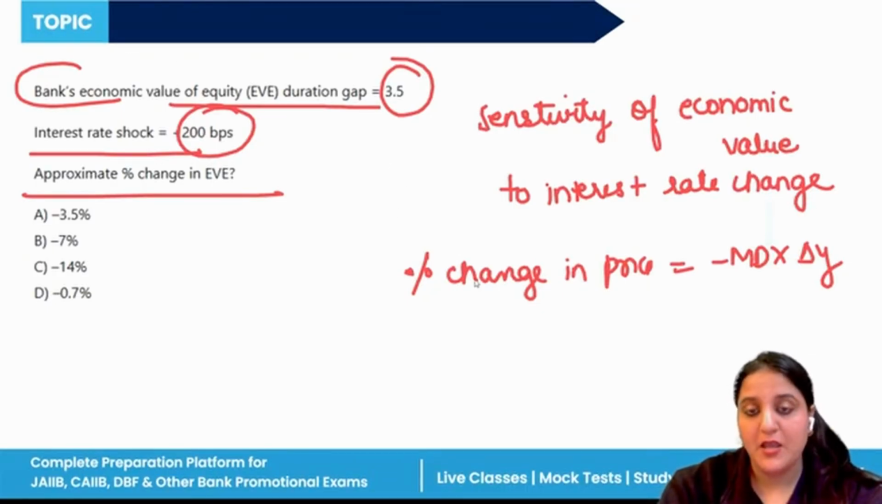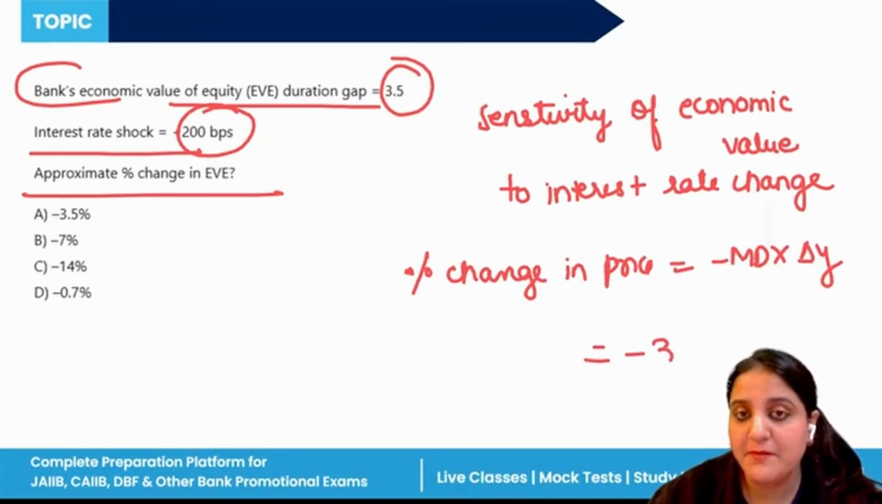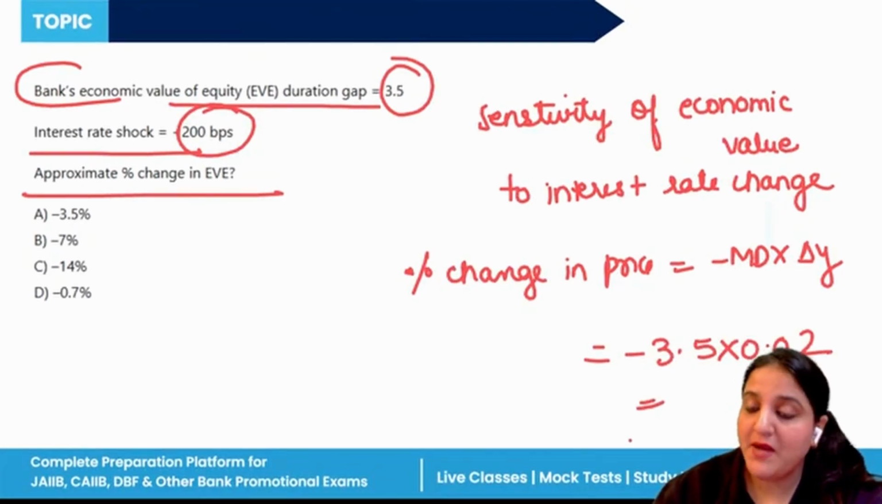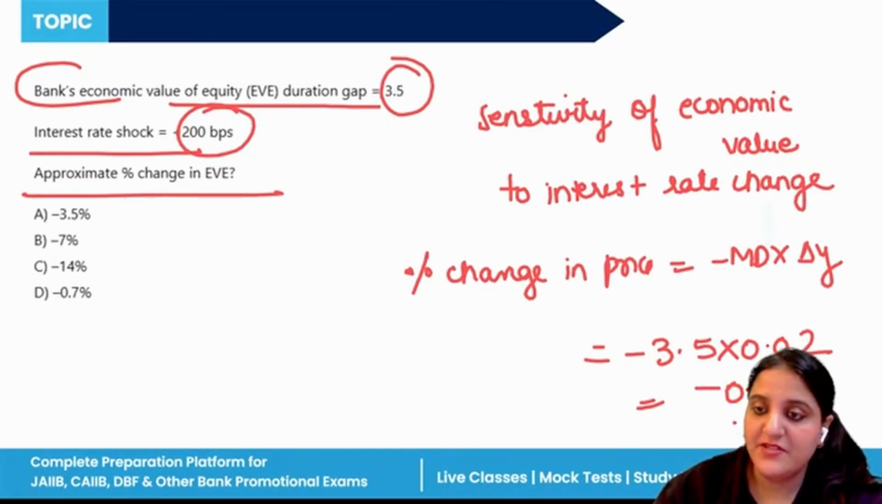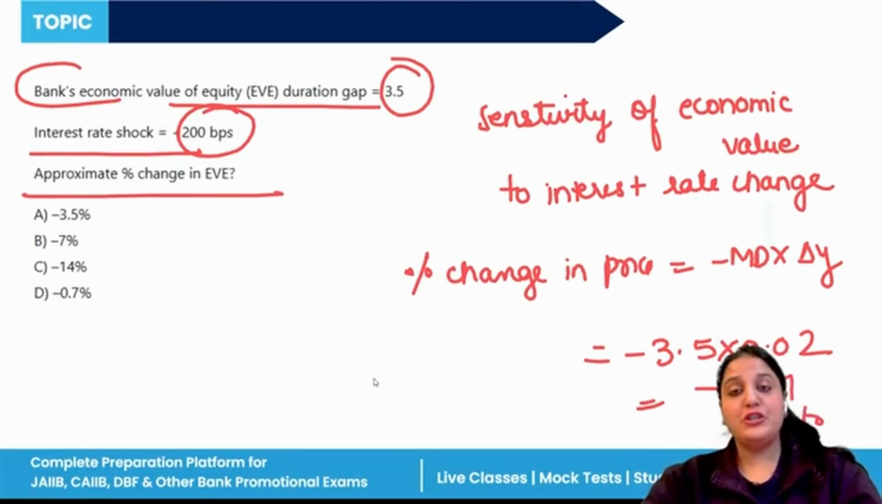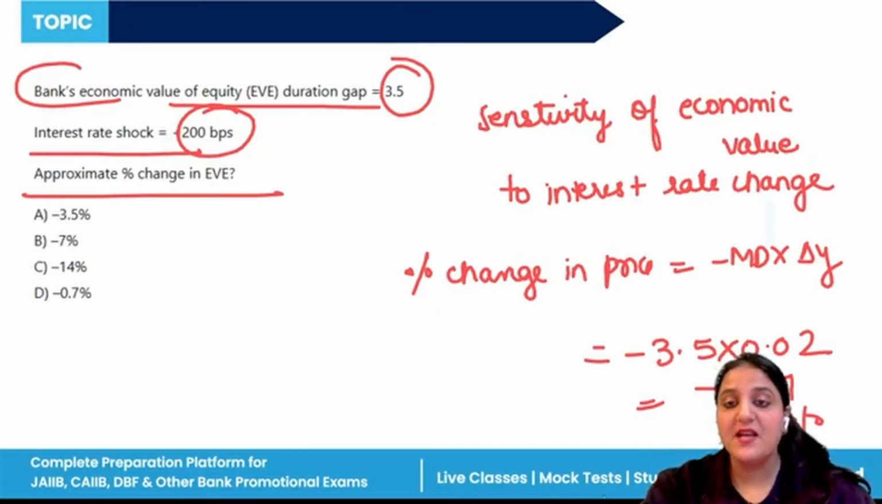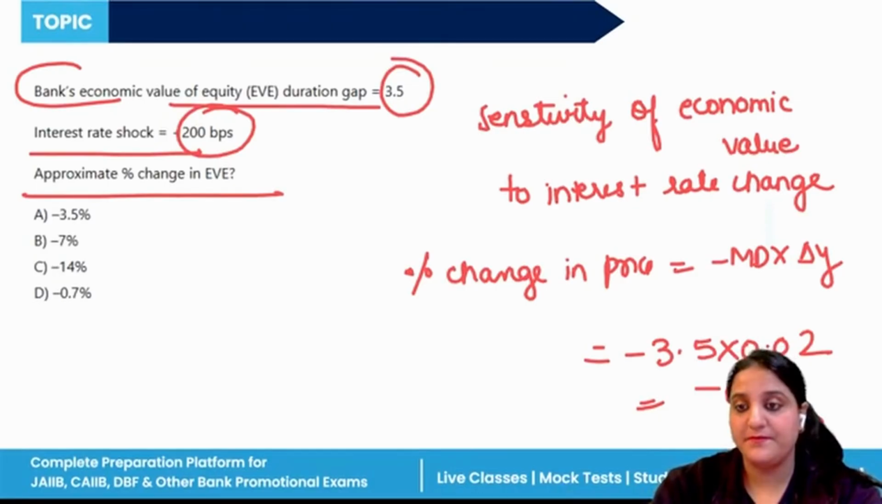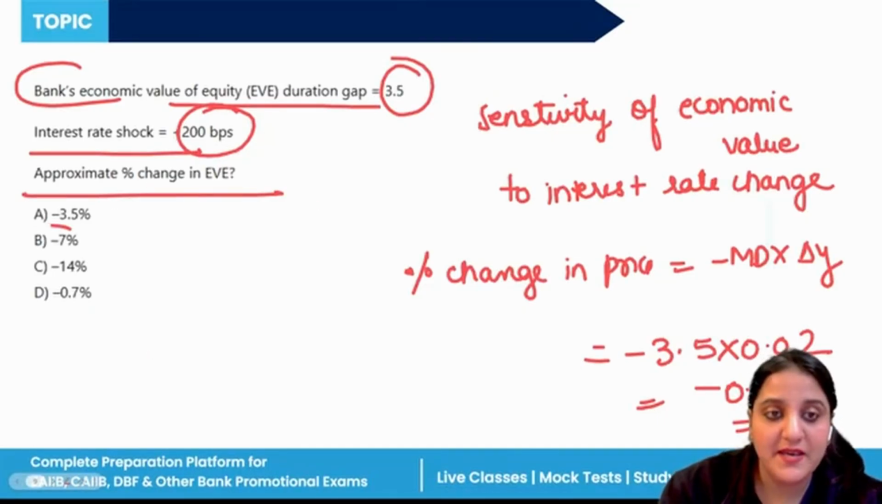capital impact. So here we can say minus 3.5 multiplied by 0.02, which equals minus 0.07, which is equal to 7%. So duration gap captures the capital sensitivity, not the NII sensitivity, right? So option B is correct here.